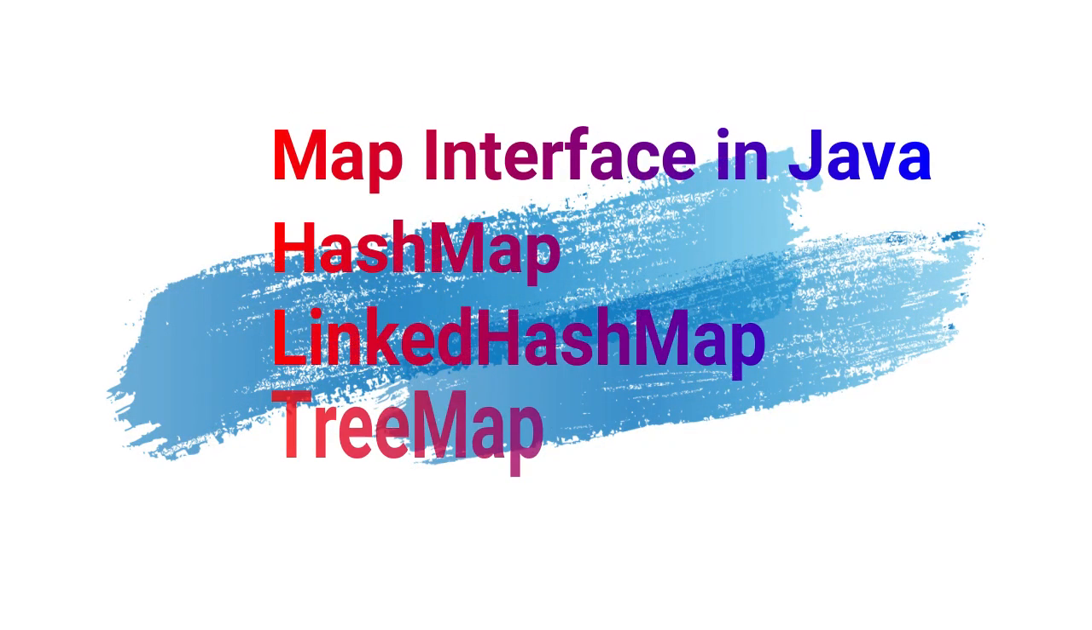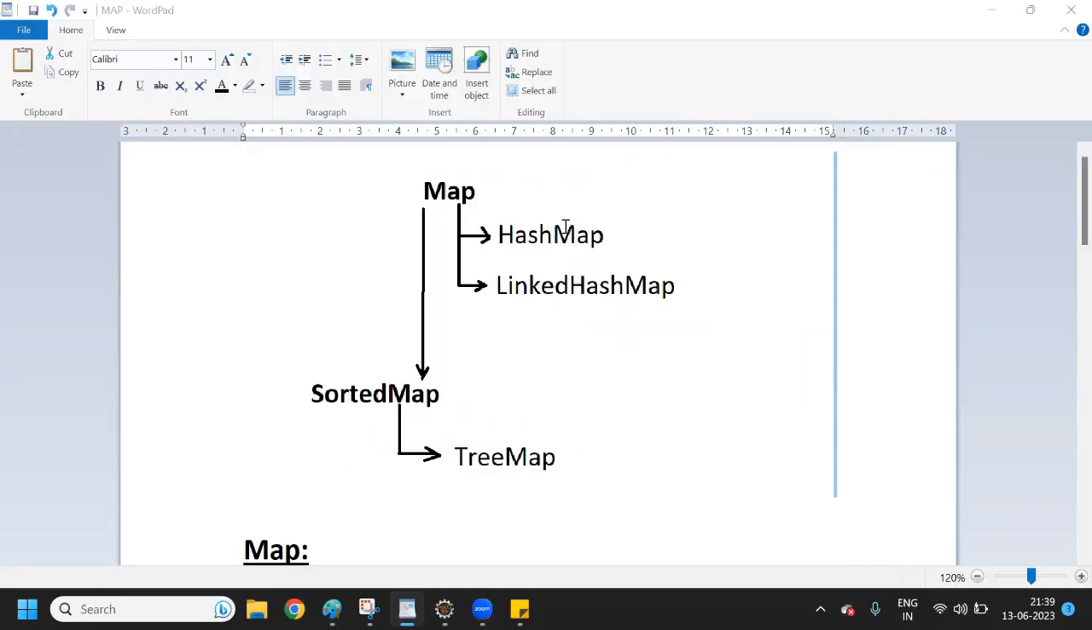Hi guys. So in this session, we will understand the map interface concept. Basically, map interface has mainly two classes, HashMap and LinkedHashMap, and map interface has a sub interface, that is SortedMap, and TreeMap can implement both the SortedMap as well as the map interface. So map can be implemented by all three classes, HashMap, LinkedHashMap, as well as TreeMap, right?